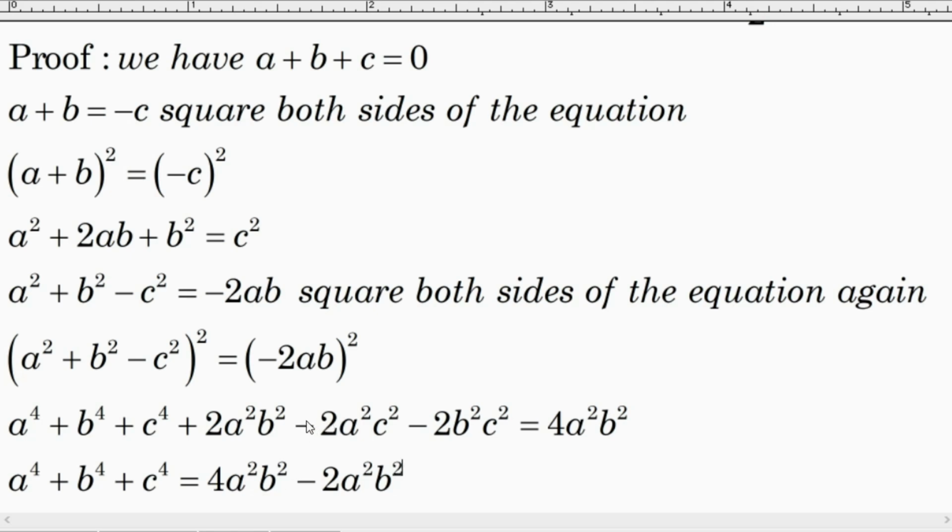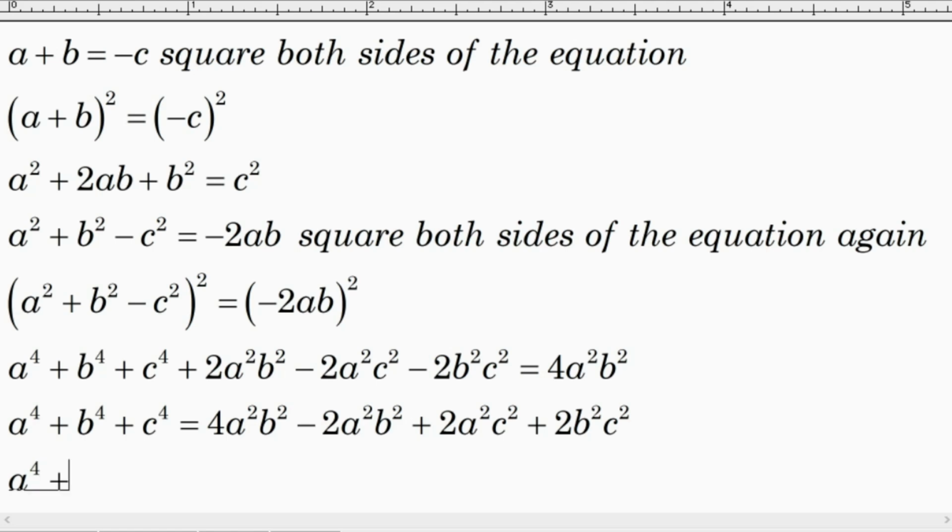When we move this to the right hand side of the equation, the negative sign will turn to a positive sign. That would be plus 2a square c square plus 2b square c square. Okay, so then a to the power 4 plus b to the power 4 plus c to the power 4 is equal to 4a square b square minus 2a square b square. That would be equal to 2a square b square.